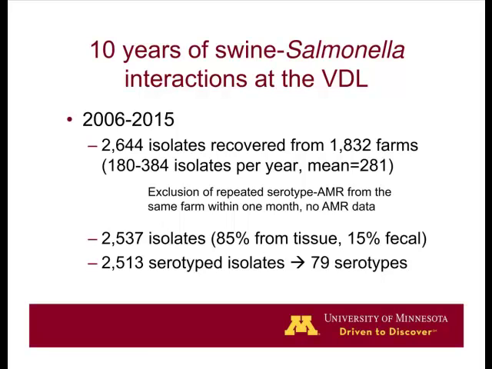So we get on average between 180 and 384 isolates per year with a mean of 280, and they overall came from 1,800 animals. So we did a little bit of processing in order to exclude those isolates that we were recovering consistently from the same farm within one month that had exactly the same serotype and the same AMR profile, assuming, okay, this is just the same strain that we are getting from multiple animals, so I don't want to overcount that. So we would count each of those just one time, and we end up having closer to 2,500, 85% of which were recovered from tissue and 15% from fecal samples.